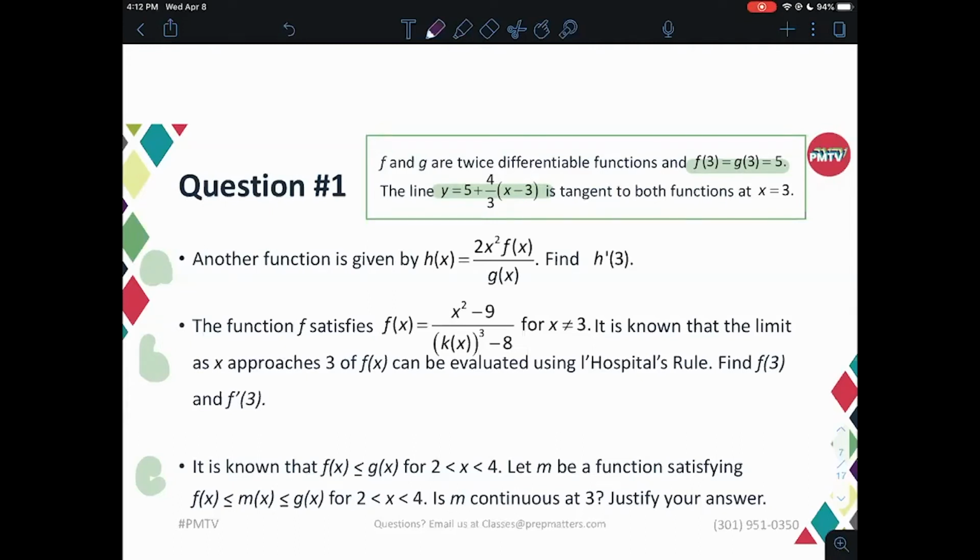So this is just a quick manipulation on point slope form. I can see that the point (3, 5) is on this line, and I can see that the slope of this line is 4/3. So automatically from the beginning of this question, I know a lot of things.